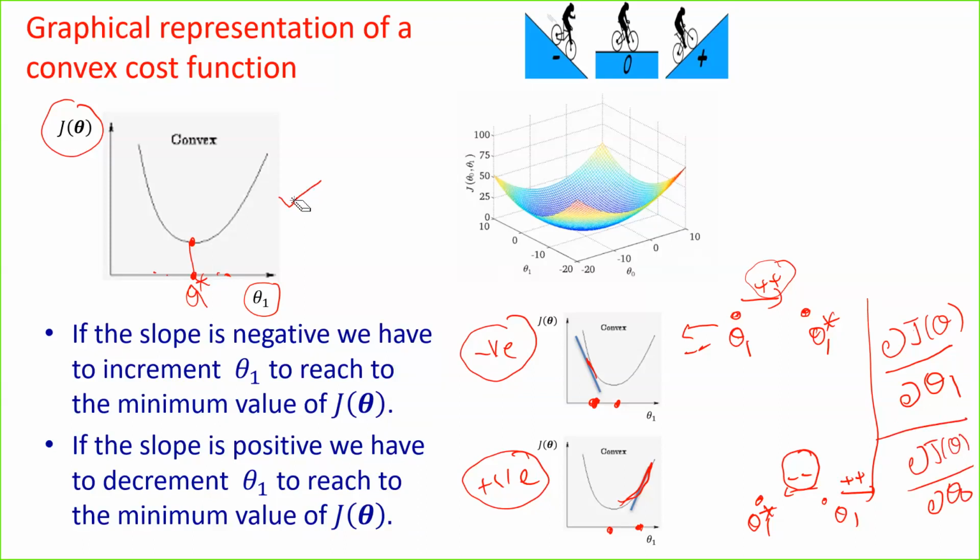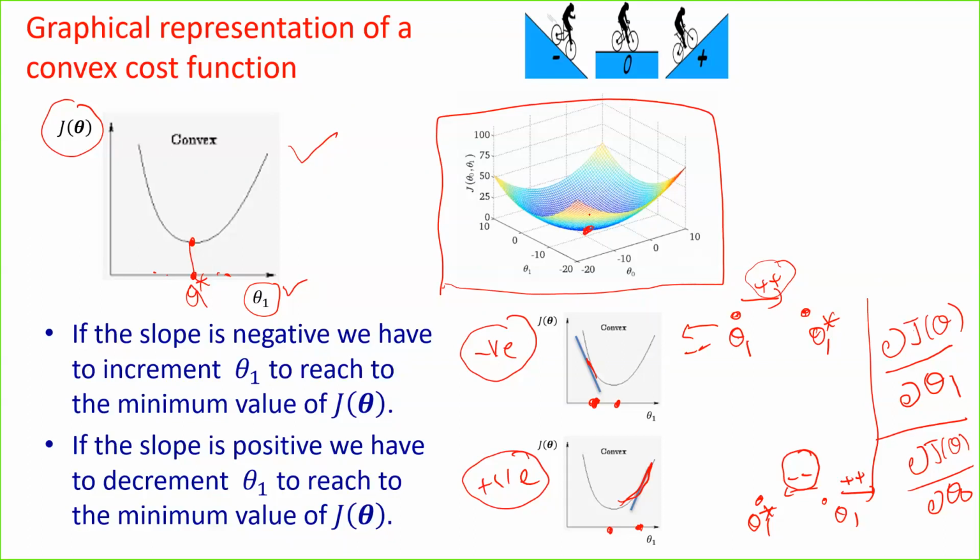So now, just for simplicity, we have shown this in two-dimensional space with only one parameter. What if you have multiple parameters? Like this function itself, there are two parameters of the model, not just one. So this function can be visualized like a bowl in multi-dimensional space, and our objective is to reach the bottom of the bowl where J of theta is minimum.